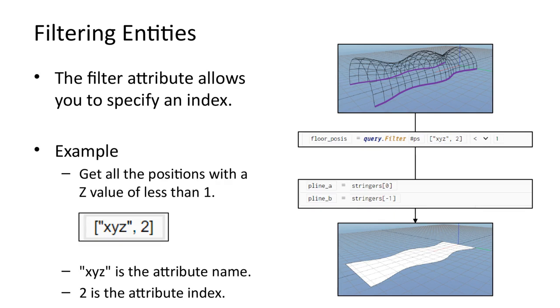The query.Filter also allows you to create a predicate that targets an attribute with an index. For example, consider the XYZ attribute on positions. You may want to filter out all positions which are not lying on the floor. This requires you to specify the name of the attribute and the index, which in this case would be 2. Instead of inputting just the name, a list of two values can be input. The first value is the name, and the second value is the index.